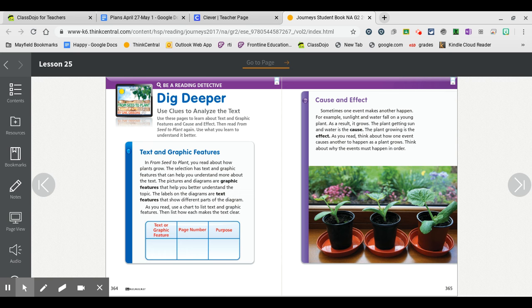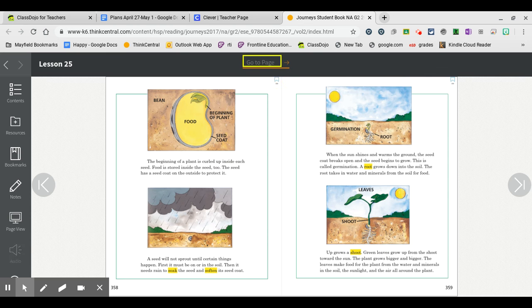The pictures and diagrams are graphic features that help you better understand the topic. The labels on the diagrams are text features that show different parts of the diagram. Let's take a closer look at these by turning back in our story to page 358. Let's carefully look at these two pages. I'm going to read, please follow along.